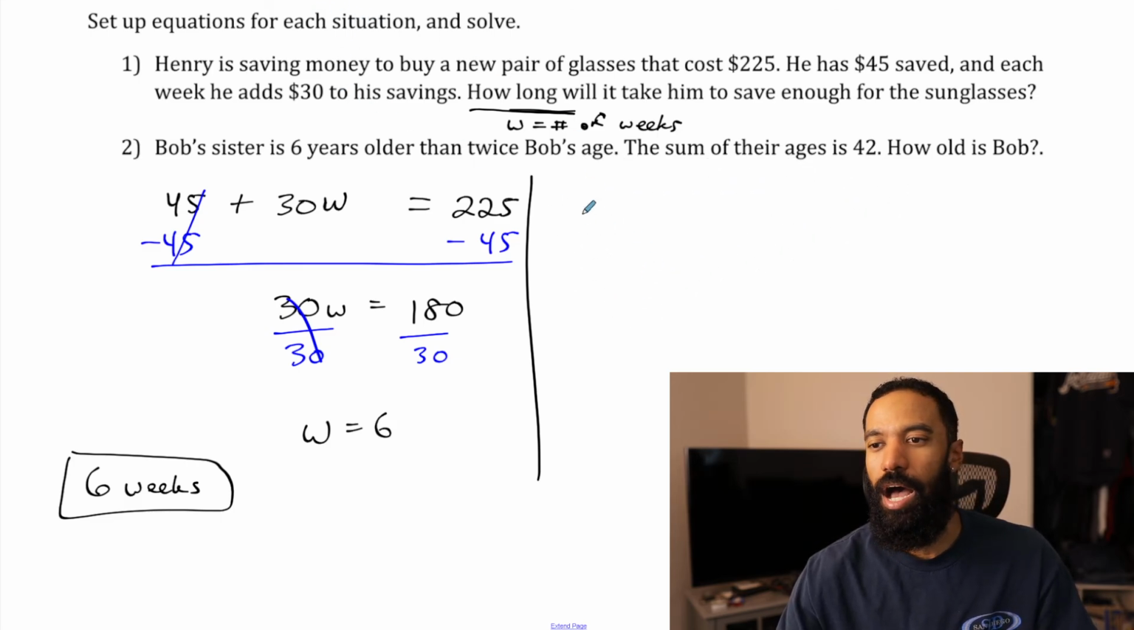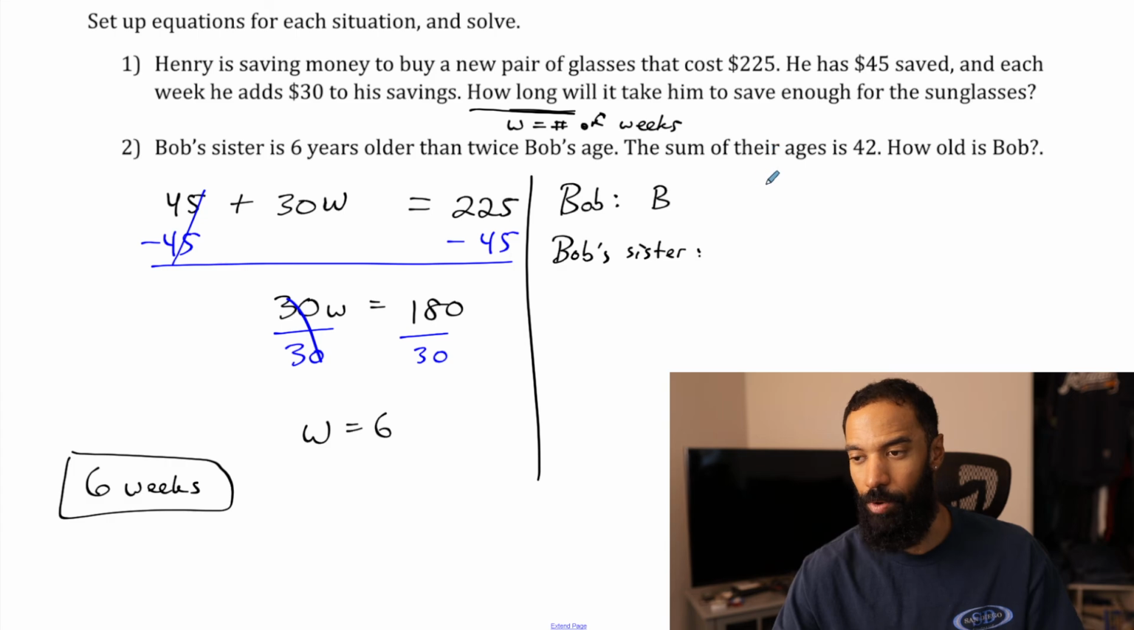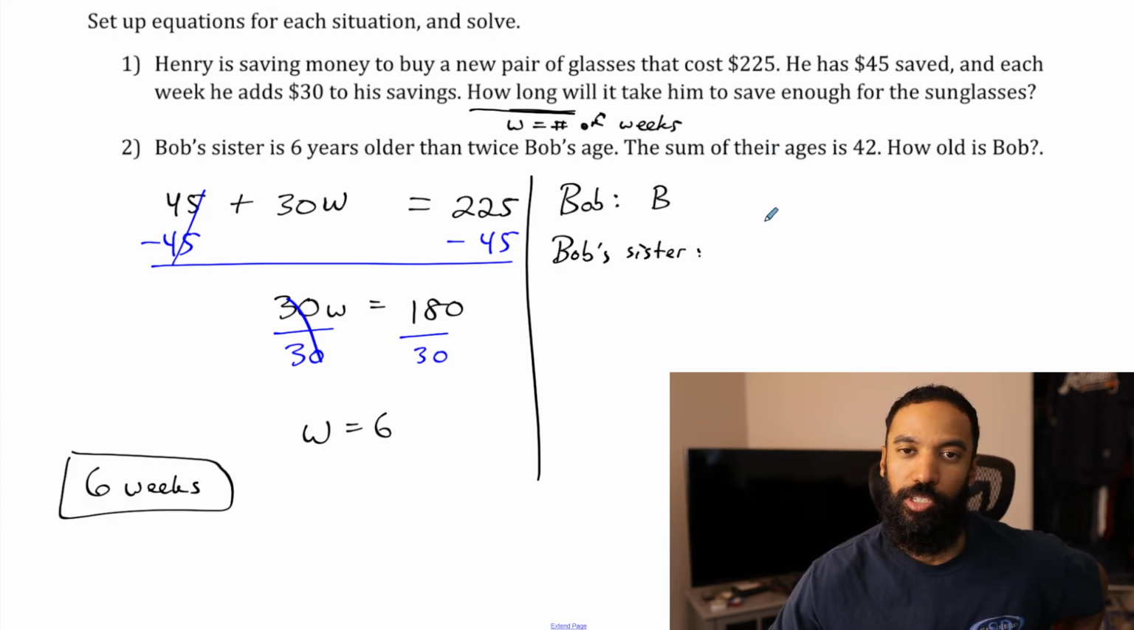Let's do Bob's age. Bob is B years old. Perfect. Bob is B years old. Bob's sister, however, is 6 years older. It's not 6 years older than Bob's age, but let's say it was. Let's say Bob's sister was 6 years older than him. If Bob is 10 years old, Bob's sister is 16. 10 plus 6, right? If Bob is B years old, then you add 6 to it. 6 years older like that.